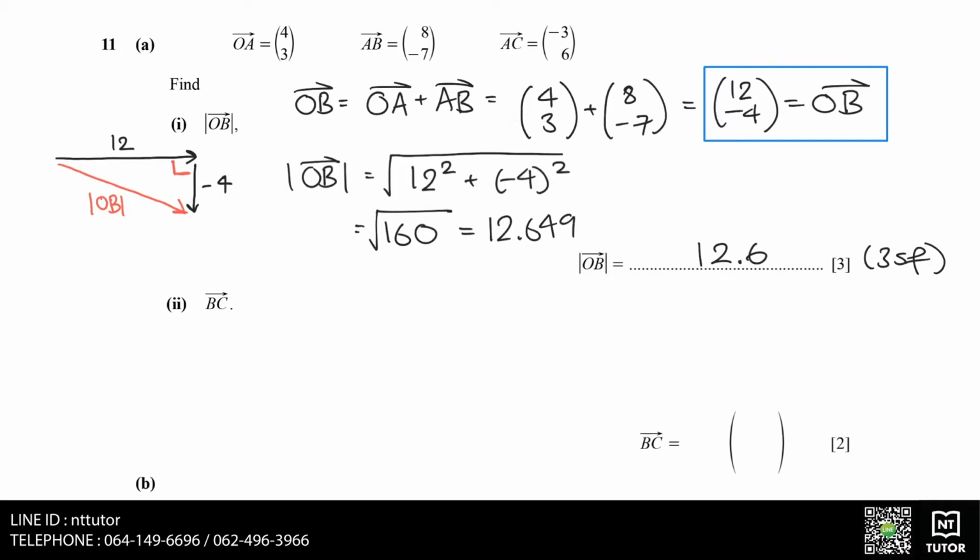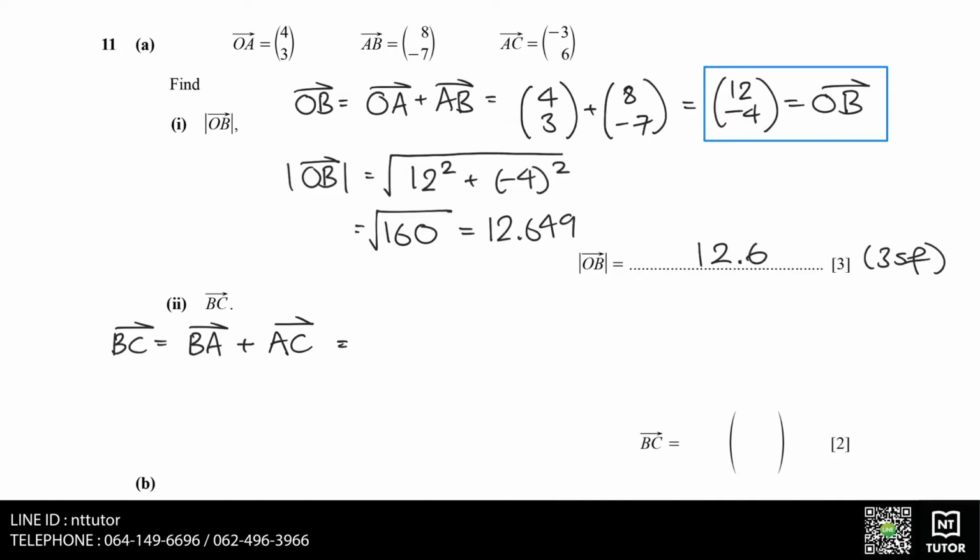Find vector BC. We are given vectors OA, AB, and AC. So we can go from point B to point C by going from B to A first, then going from A to C. Therefore, vector BC should equal vector BA plus vector AC. We don't have vector BA, but vector BA is just the opposite of vector AB. Therefore, vector BA is equal to minus AB.